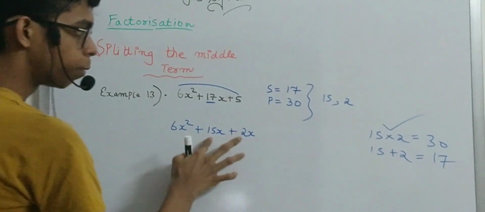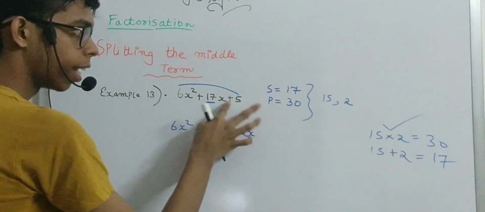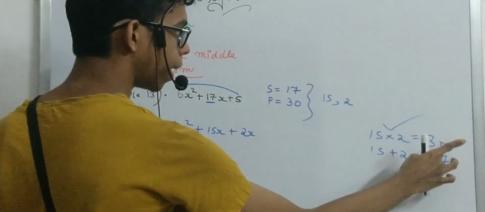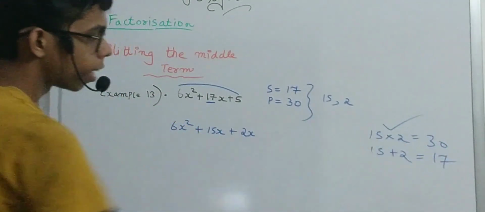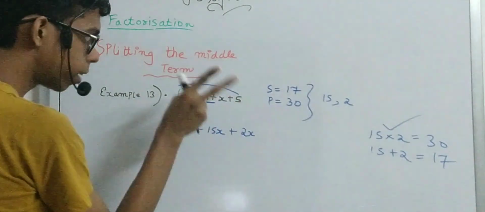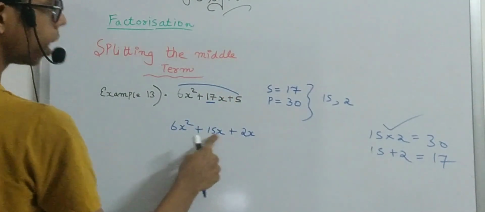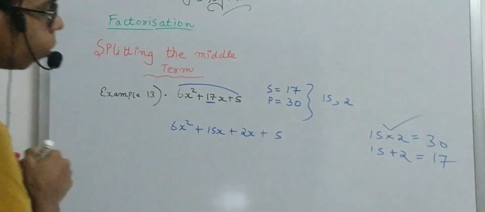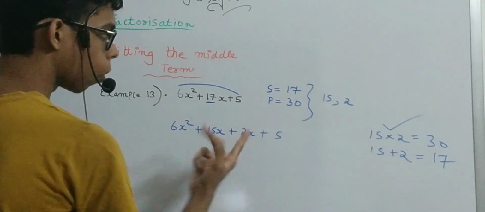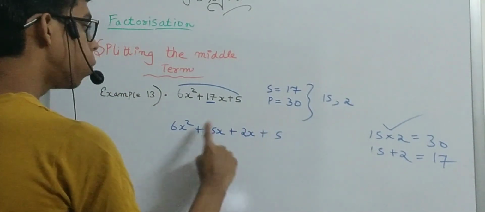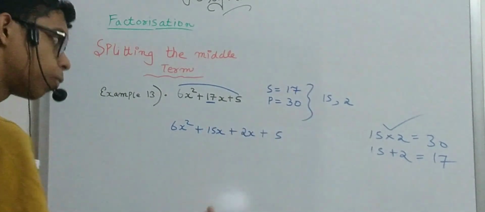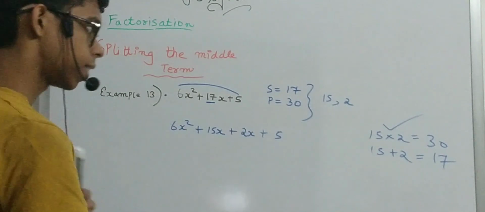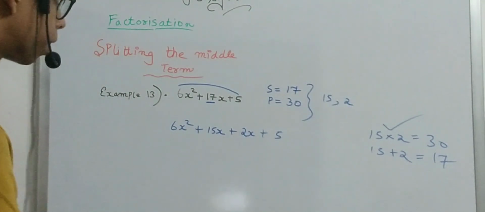So if you see, 15x plus 2x is 17x. How did I find those two numbers? By checking that if I multiply them I get 30, and when I add them I get 17. I just split this 17x as 15x plus 2x. Now this 5 you can write as it is. Here the order does not matter, you can also write 2x plus 15x or 15x plus 2x. Any way you can write. So this is the way in which you split the middle term.